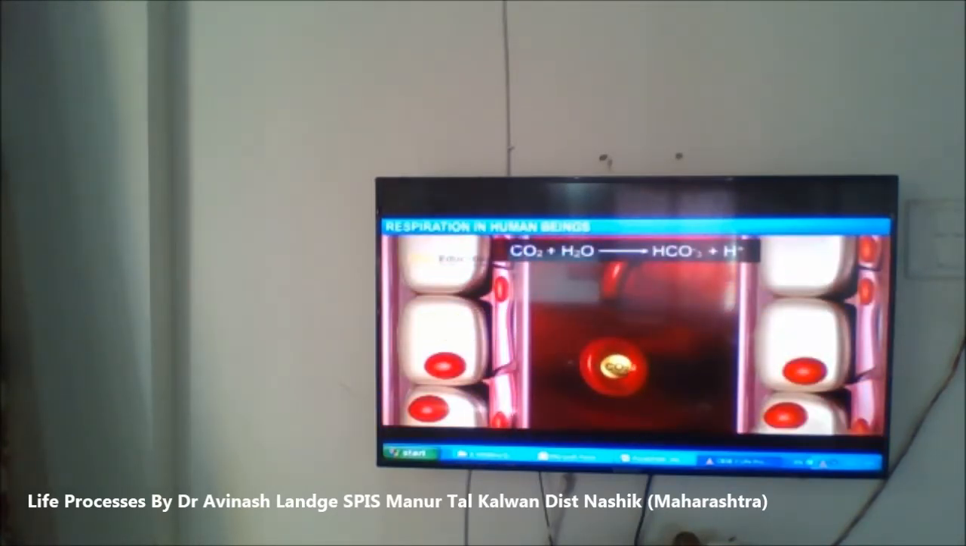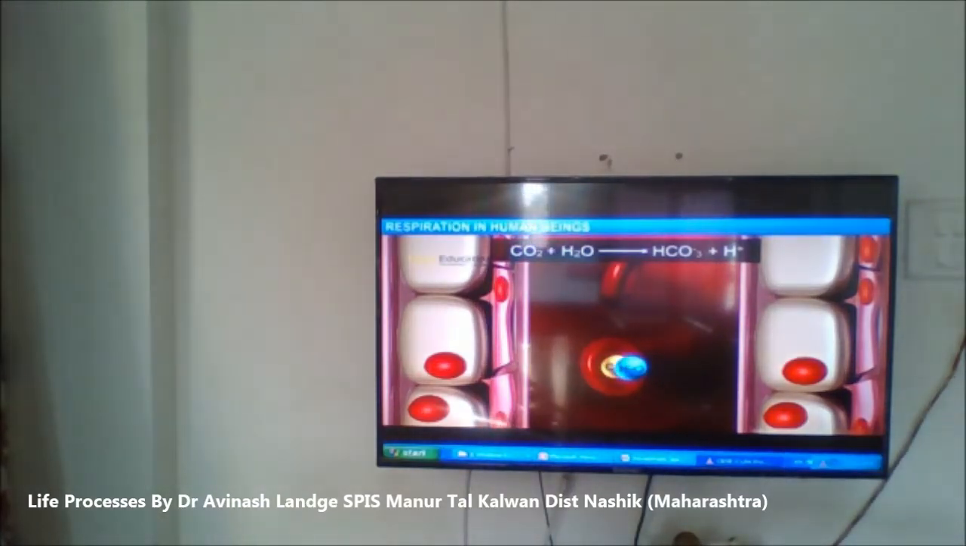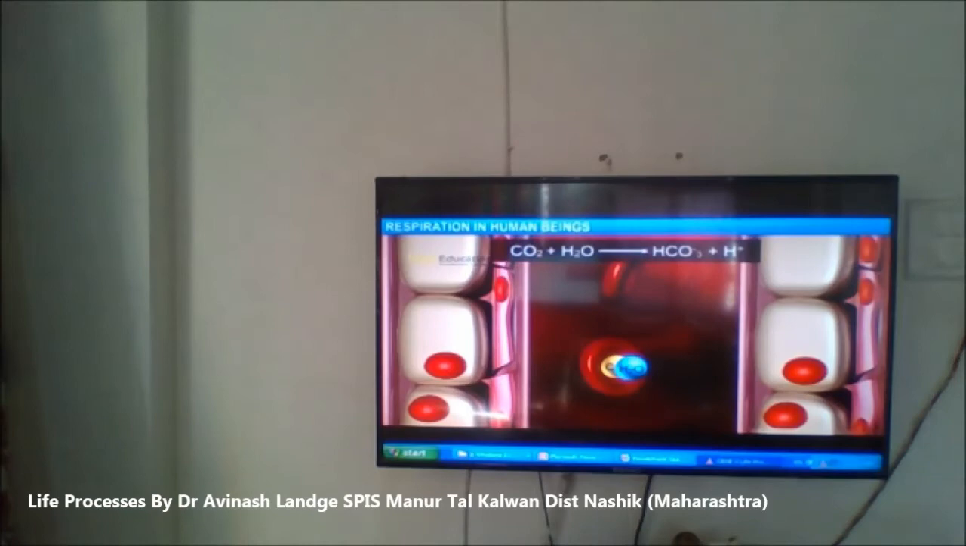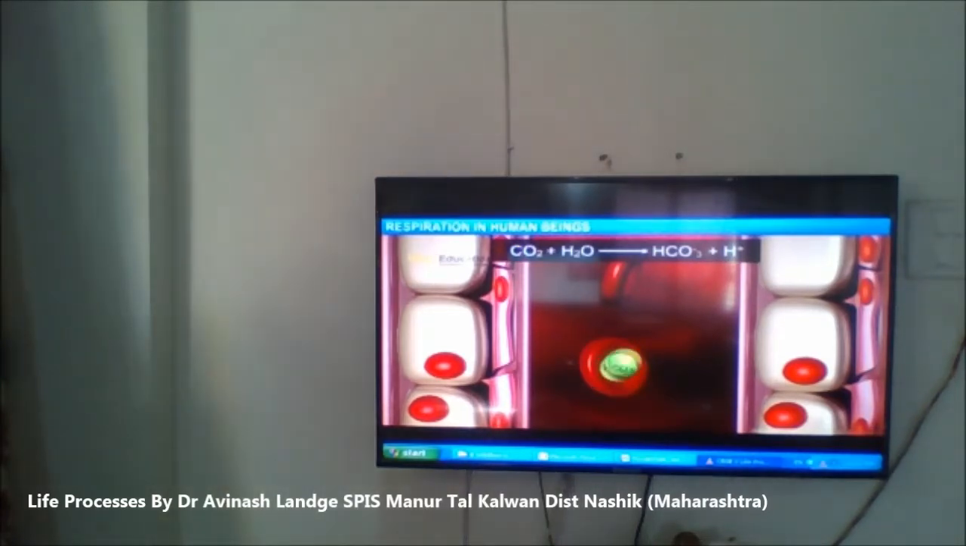The tissues in turn release carbon dioxide, which diffuses into the nearby blood capillaries. Carbon dioxide is more soluble in water than oxygen. Therefore, carbon dioxide is generally transported through blood as bicarbonate, which is its dissolved form.